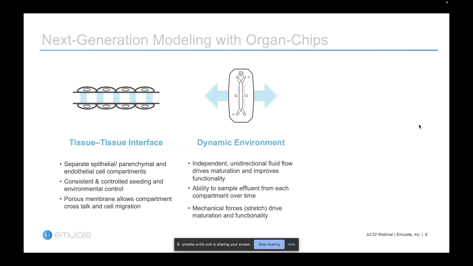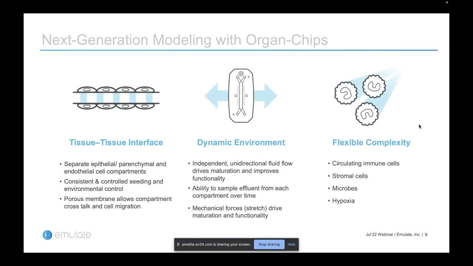It's a dynamic environment. Independent unidirectional fluid flow drives the maturation, and it improves the functionality of the biology. You can see the effluent coming off of the chips over time, so you can sample that effluent. You can see the change in biology over time. And mechanical forces stretch that biology so you can get that maturation and functionality, and we can see that. And I'll show you some examples later.